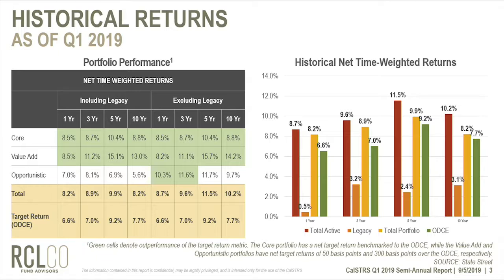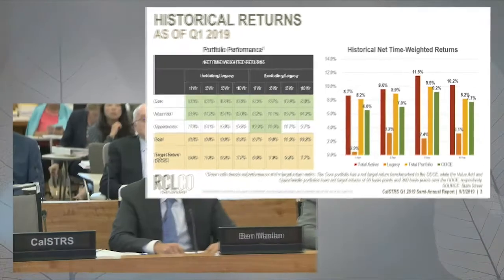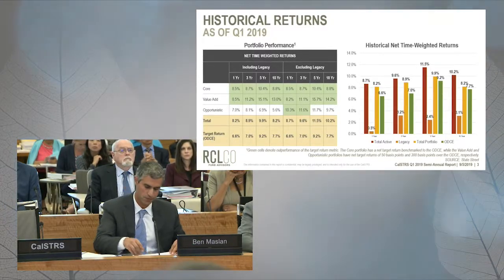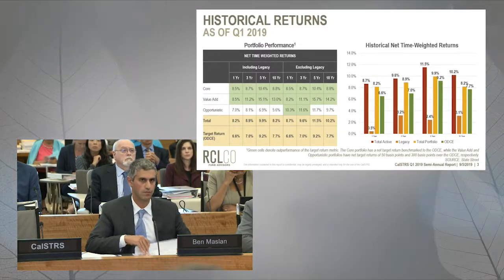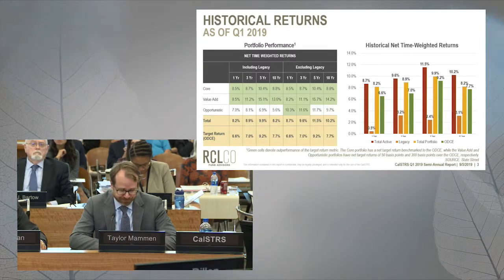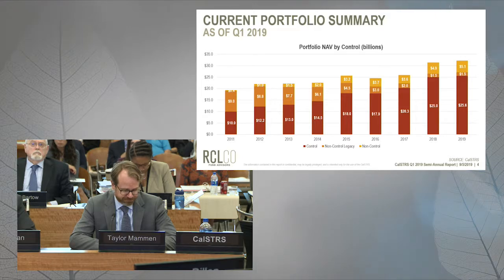And so when you exclude legacy assets, the portfolio has outperformed the benchmark by 230 basis points over a 5-year period and 250 basis points over the 10-year period. And just want to make sure we're noting these are net returns that are shown on the slide. Yeah, thank you.